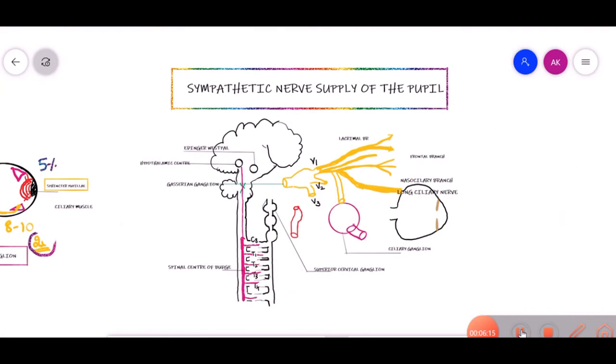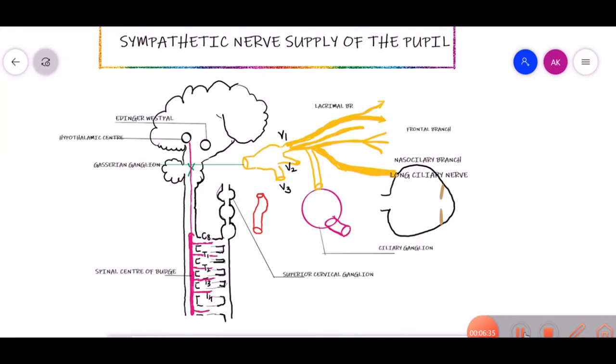Now let us talk about the sympathetic nerve supply of the pupil. As I already told you, it is the dilator pupillae which is supplied by the sympathetic nerve supply, and it is happening via the long ciliary nerves. The center of the sympathetic nerve supply starts from the hypothalamic center. The hypothalamic center will give inhibitory impulses to the Edinger-Westphal nucleus.